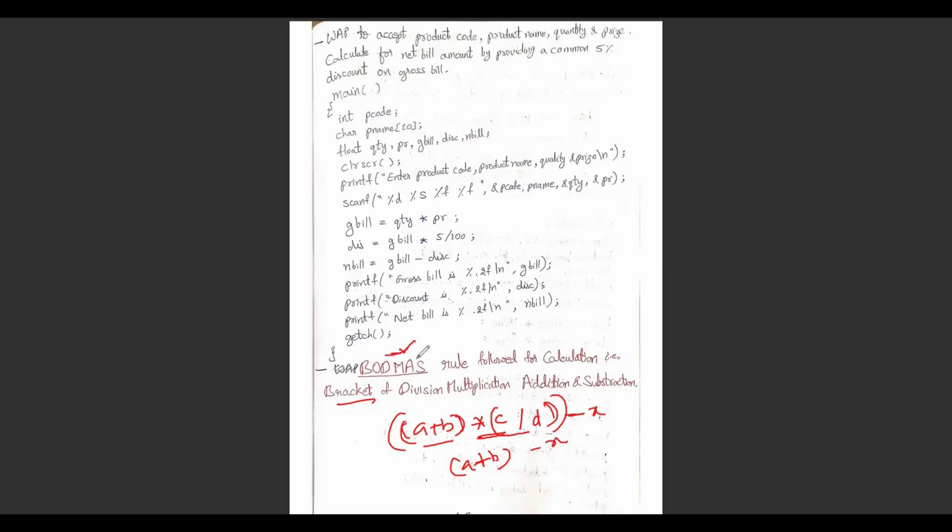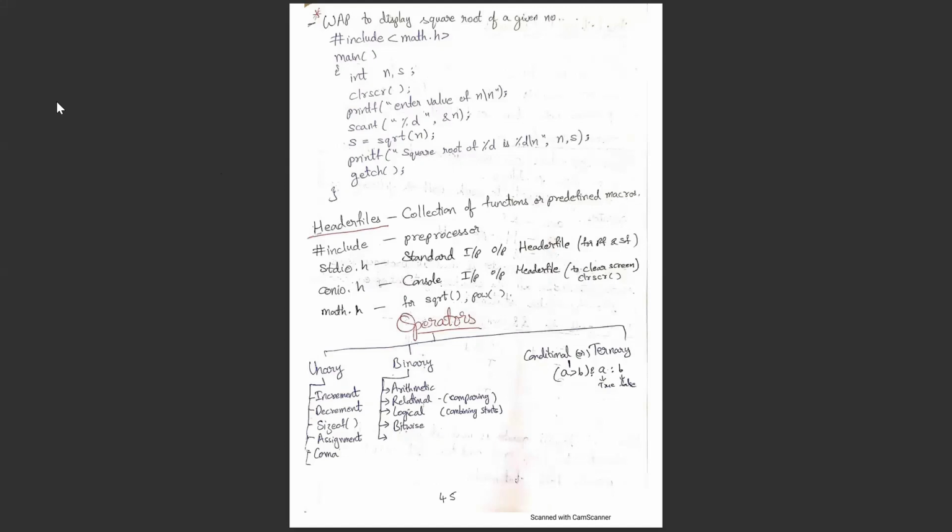That is BODMAS. Whatever is written in bracket will be executed first. Afterwards, division, multiplication, addition, and subtraction. Okay. See, we have these things.